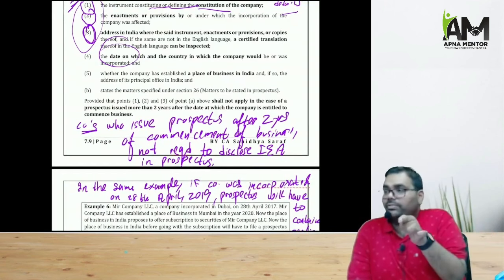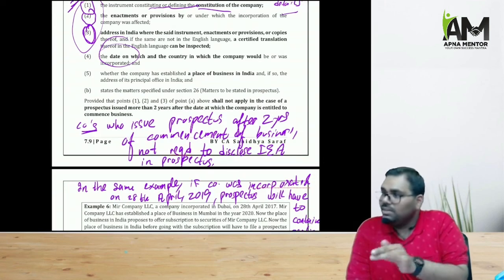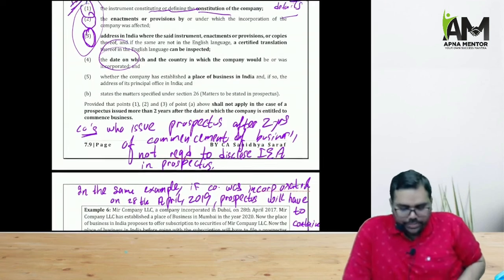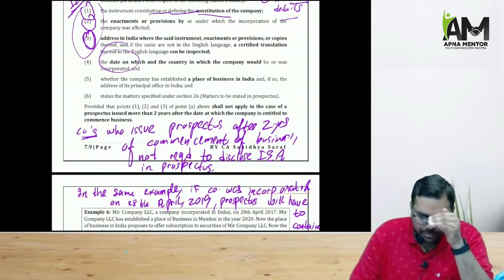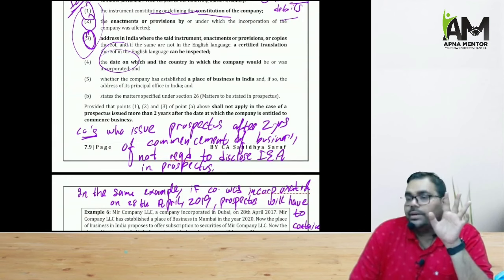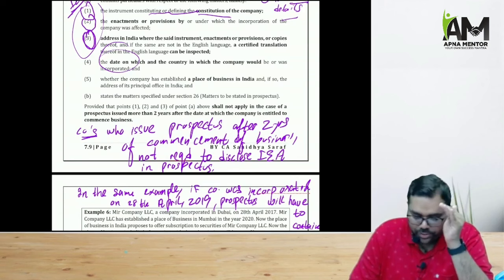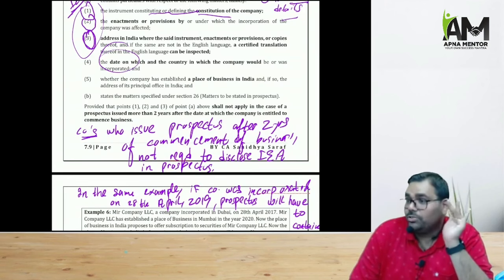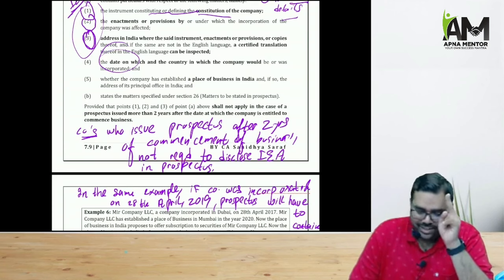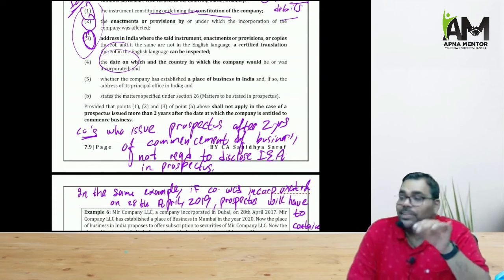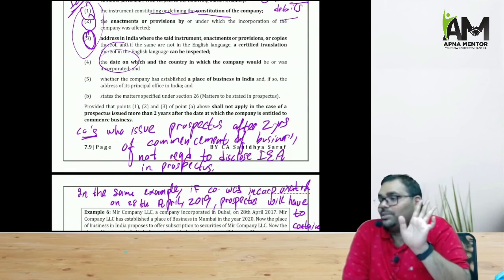And if 2 years have not passed, they are required to disclose IEA in their prospectus. Apart from that, principal place of business in India, and the date on which and the country in which the company was incorporated. Now tell me these details: the date, the name of the country, the place of business. Every foreign company has to include this in the prospectus.